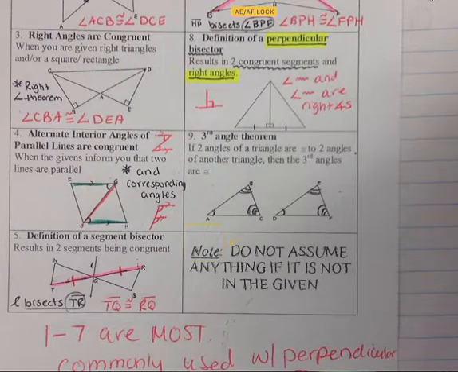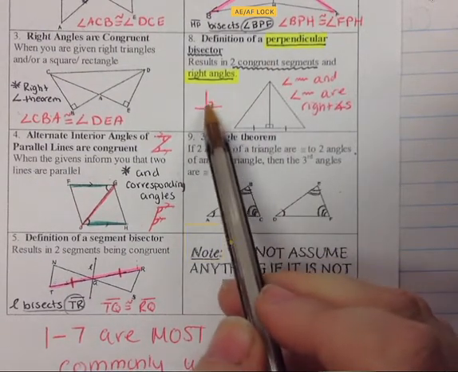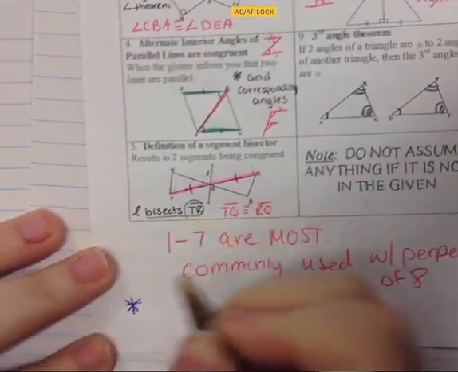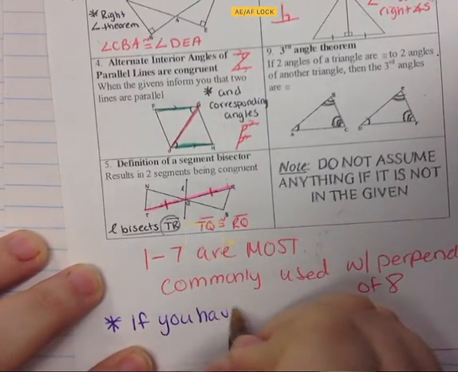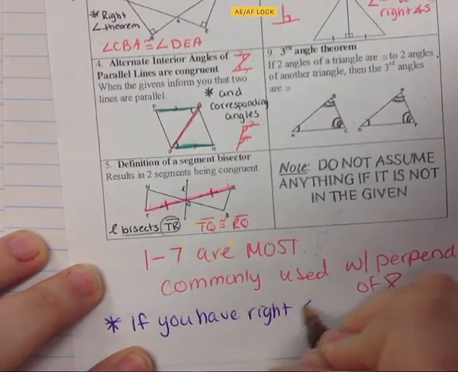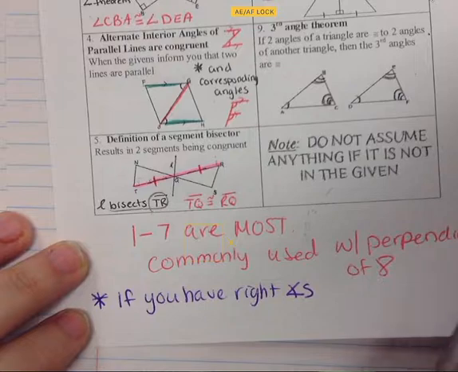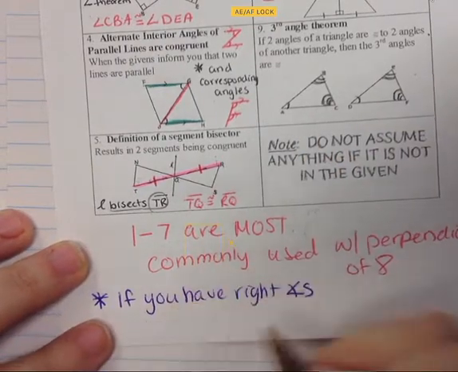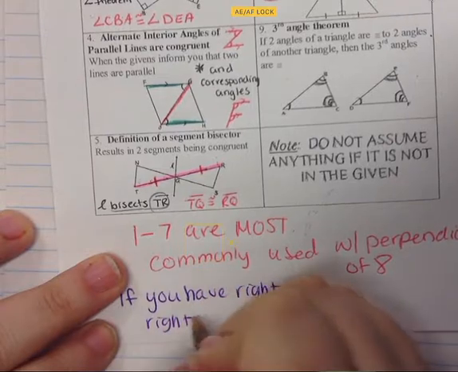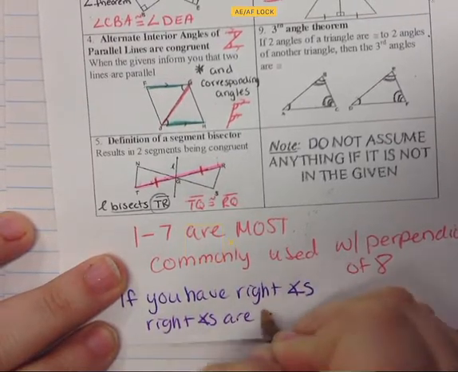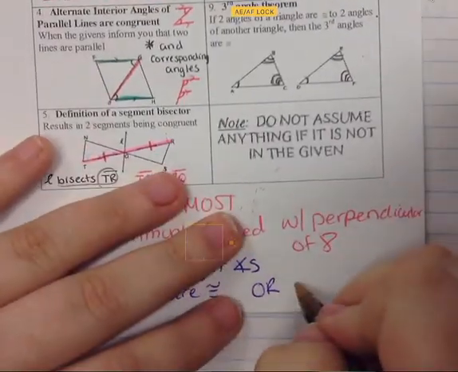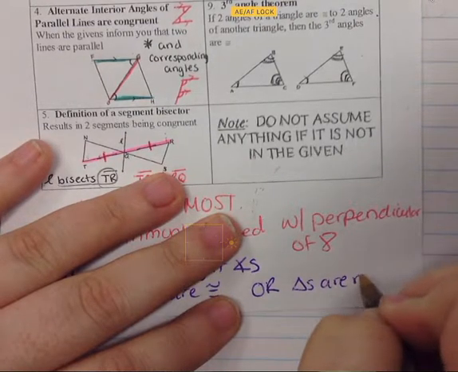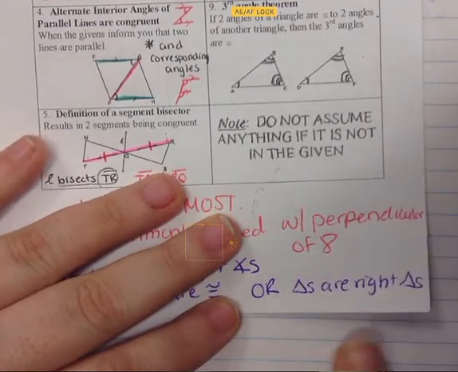You also want to know this one because this will lead to the definition of a right triangle. If you're given right angles, if you have right angles, you could prove one of two things. You could prove that the right angles are congruent. Or you could prove that the triangles are right triangles by the definition of a right triangle.